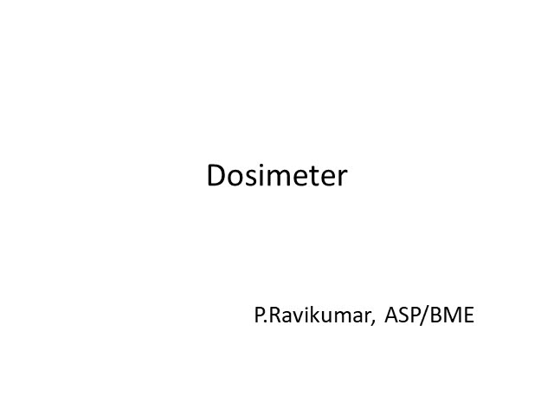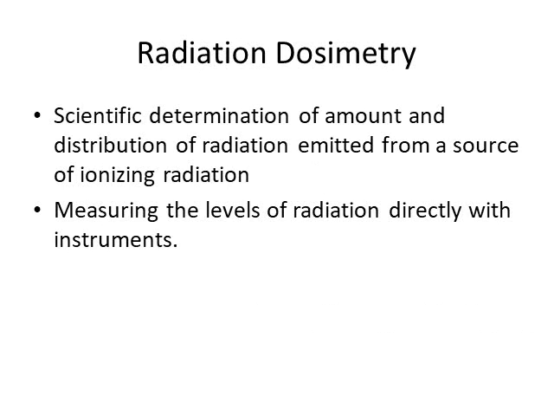Today's topic is dosimeters. Today we will discuss what dosimeters are, the types of dosimeters, and the principles of film badge dosimeters. Radiation dosimetry is a radiation monitoring technique that is mainly used to determine the amount of radiation, as well as the distribution of radiation emitted from a source of ionizing radiation. So it directly measures the amount of radiation with the help of instruments.